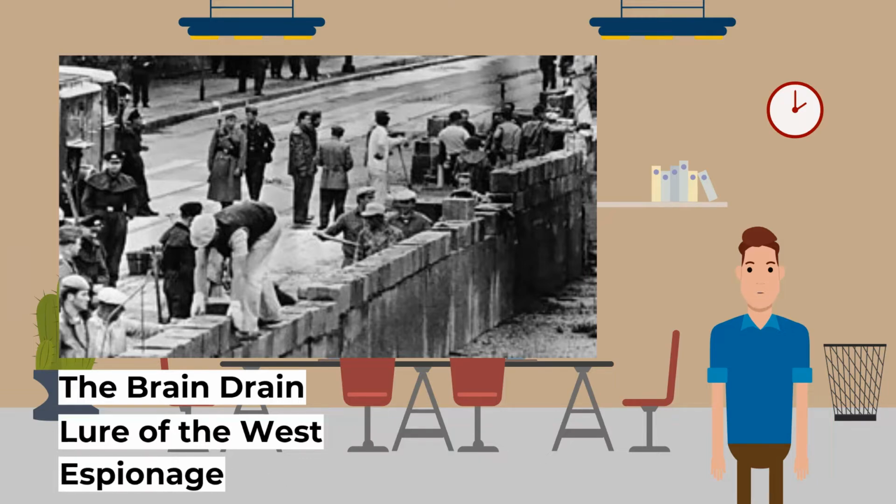Thirdly, espionage. Berlin was a western island in a communist sea, an ideal place for American spies to gather intelligence on the Soviet military.